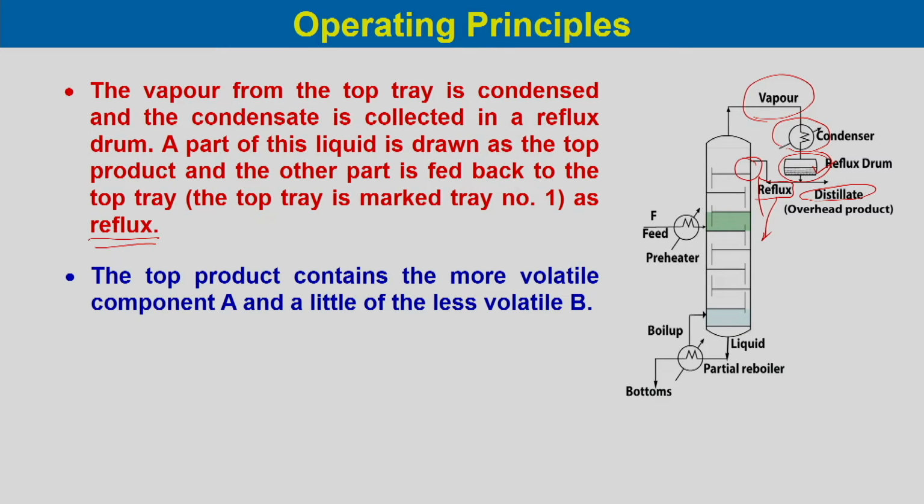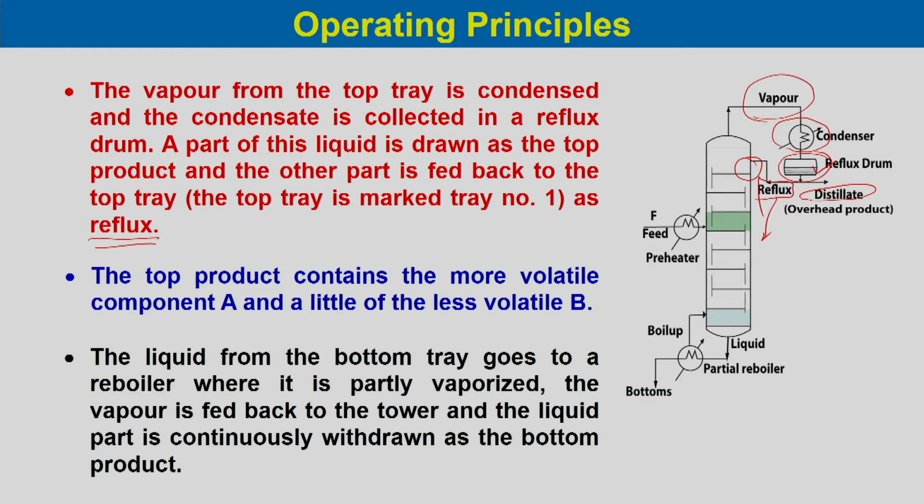The top product contains the more volatile component A and a little of the less volatile B. So, mostly the more volatile component will come with the vapor phase with a very little of the less volatile component. So, it will be richer in the more volatile component.